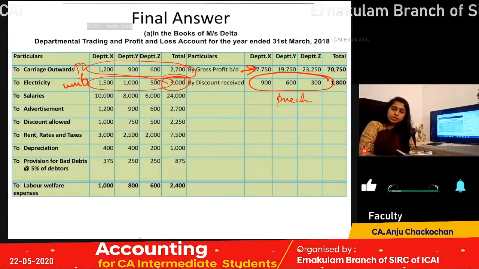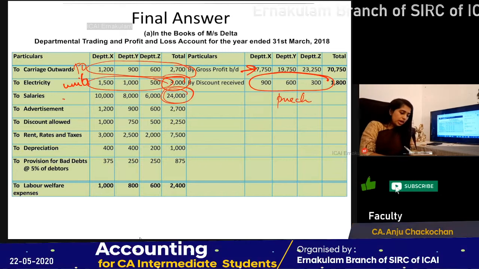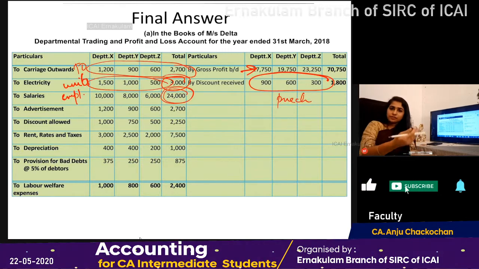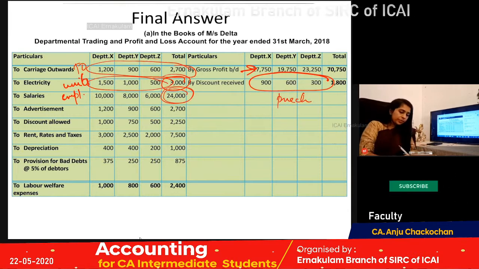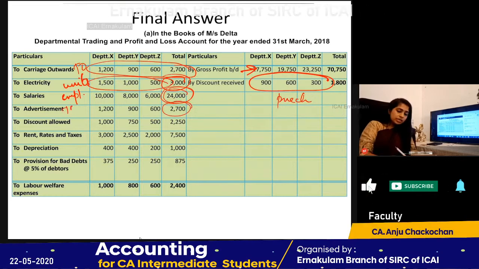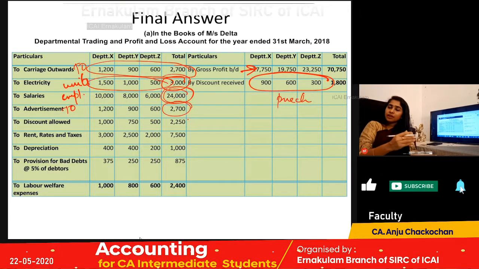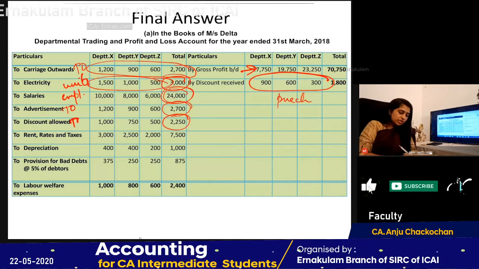Salary 24,000 was given. It was allocated on the basis of number of employees. Advertisement, because we already have the ratio in place, you just have to allocate the amount. Total amount of advertisement on the basis of turnover. Discount allowed, also we have computed the ratio for that. It was on the basis of turnover. And then rent, rates and taxes on the basis of floor area we allocated.